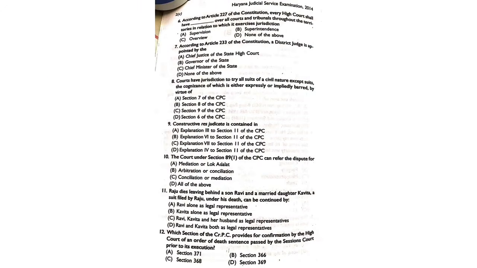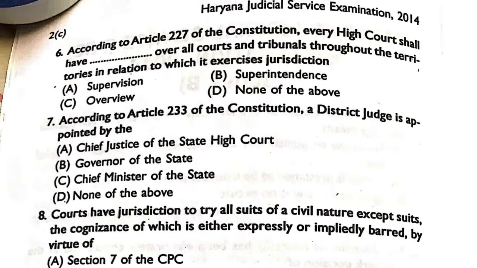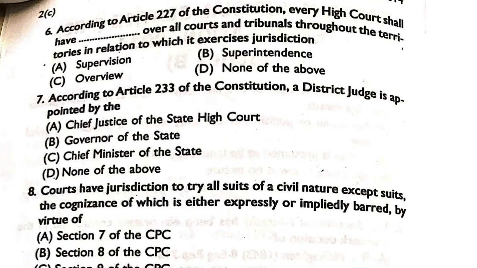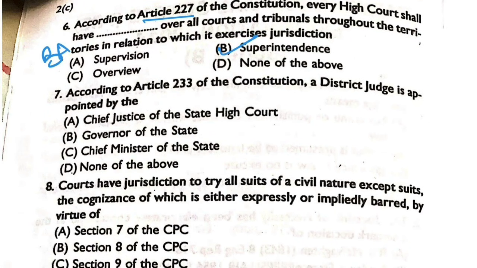Question 6 again is a bare act based question. It says according to Article 227, every High Court shall have dash over all courts and tribunals. Supervision, overview, superintendence, none of the above. So it will have superintendence. You know the bare act, you've seen the bare act, you will know this answer. So do the bare acts well.